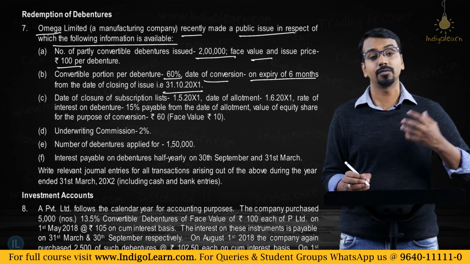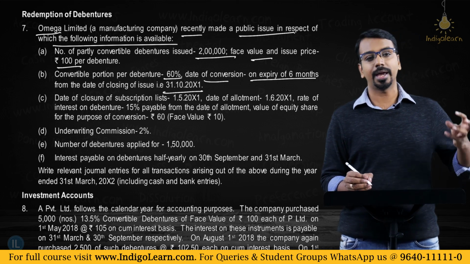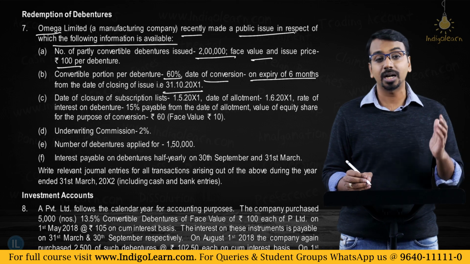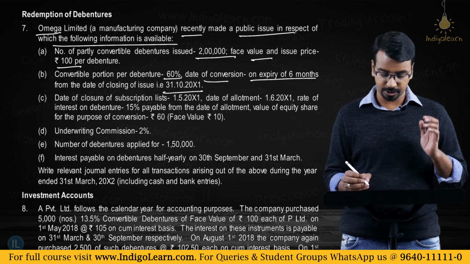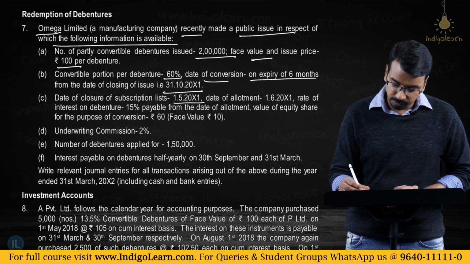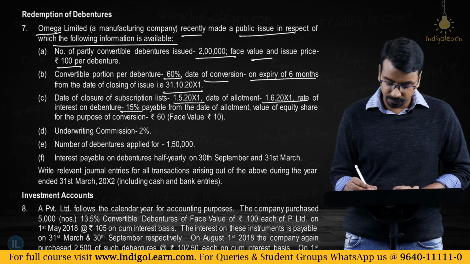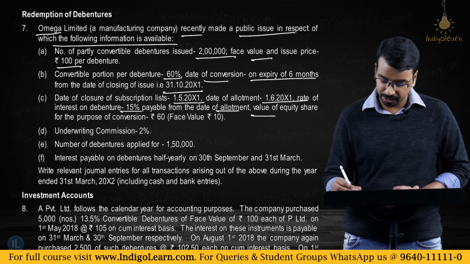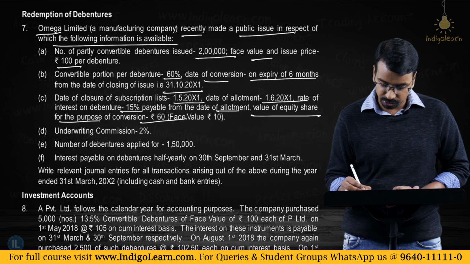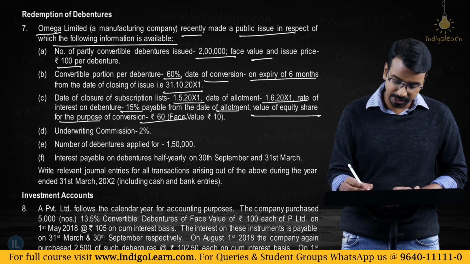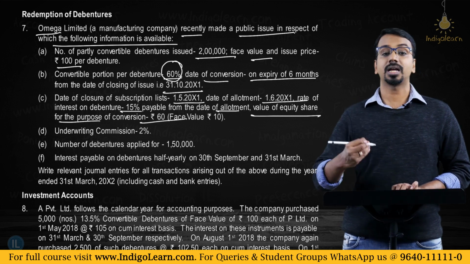What does this date of conversion mean? The debentures, to the extent they are convertible, will be converted to equity shares. Date of closure of subscription is 1/5, date of allotment is 1/6. Rate of interest is 15% from date of allotment. Value of equity share for the purpose of conversion is 60. Now the question says 60% of the debentures are convertible.